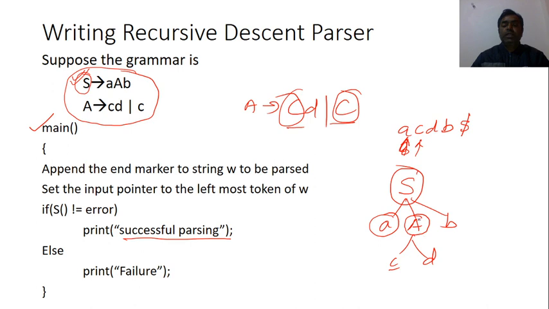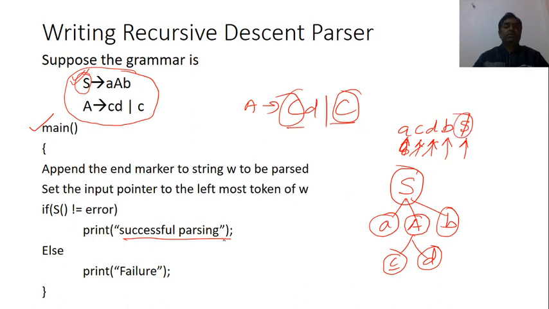Just go to the procedure A, and in procedure A just check that if the input is C, then advance the pointer, it will be at D. And if the input is D, then advance the pointer by one position, it will be at B. Then come to here and check this B. B is correct, yes, go to the dollar. And when I am getting that end marker, return success.